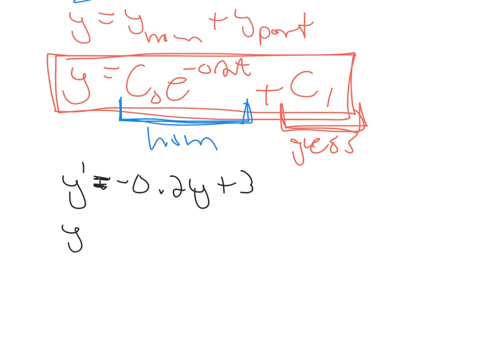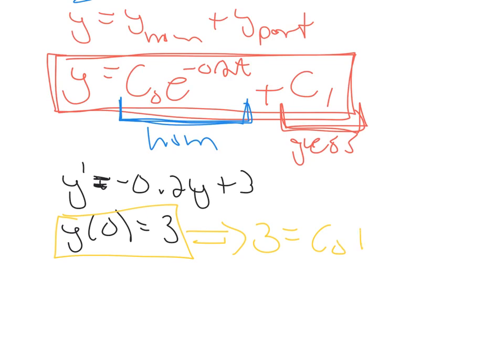And we have the initial information, so y of 0 is equal to, I think I used 3 before. We're going to use those two pieces of information to determine the undetermined coefficients. So let's do it. If I use the initial piece of information, y of 0 is equal to 3, that tells me that 3 equals C naught plus C1, plugging in 0 for all the t's.